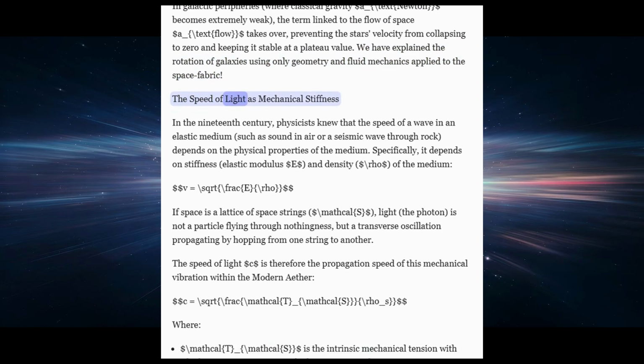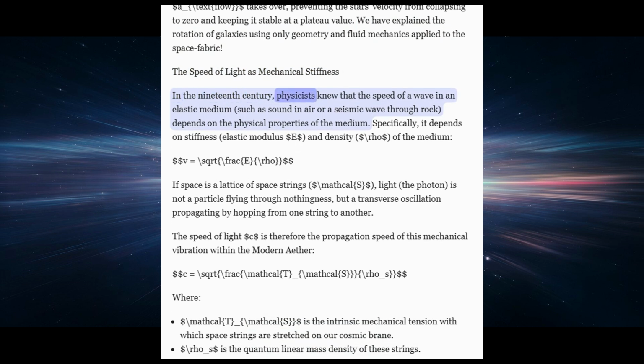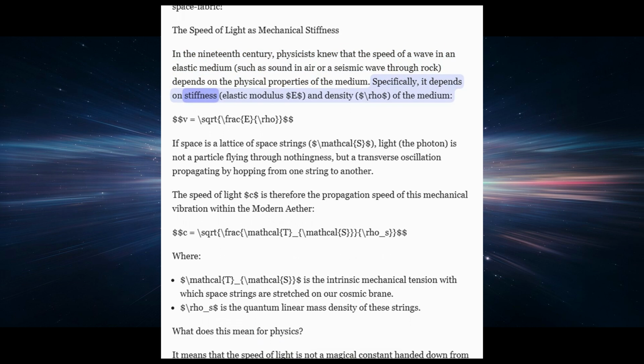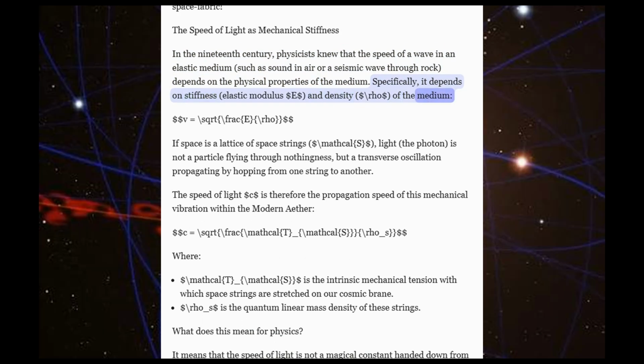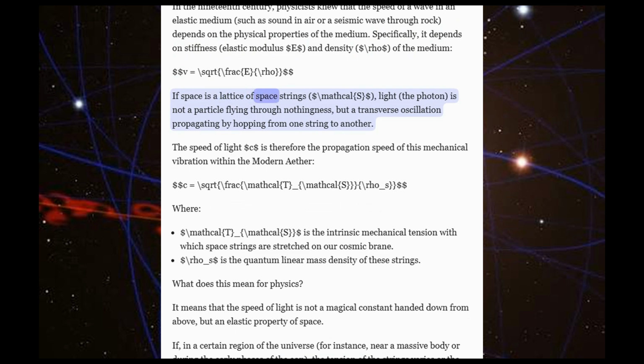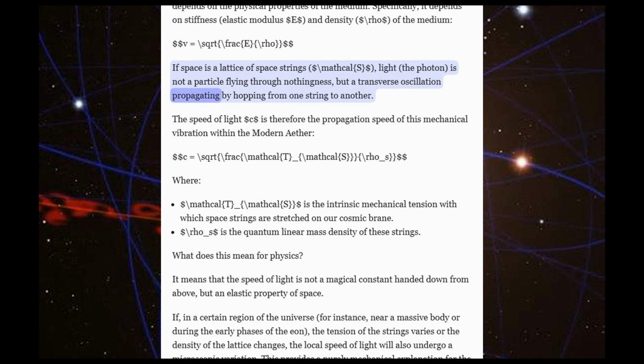The speed of light is mechanical stiffness. In the 19th century, physicists knew that the speed of a wave in an elastic medium depends on the physical properties of the medium. Specifically, it depends on stiffness and density of the medium. If space is a lattice of space strings, light is not a particle flying through nothingness, but a transverse oscillation propagating by hopping from one string to another.